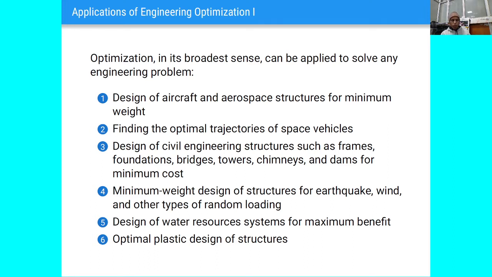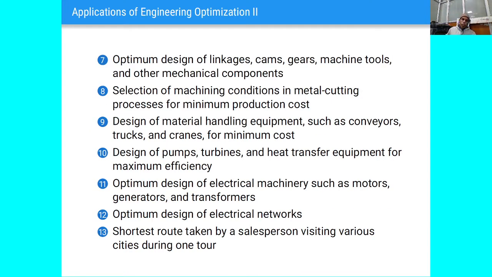So I will quickly read out the major application areas which I have listed as part of today's lecture, and then quickly jump to module 2, from where your numerical portion, the actual discussion on optimization techniques, starts. The next may be the design of water resource systems for maximum benefit. The next one is optimum plastic design of structures. Then we have optimal design of linkages, cams, gears, machine tools, and other mechanical components.